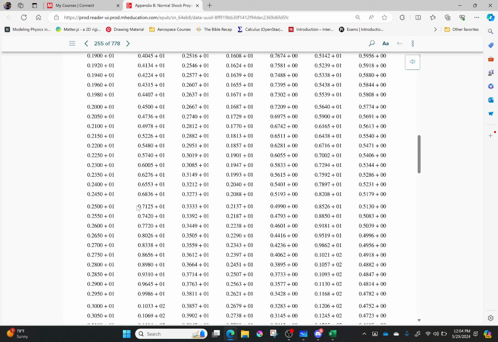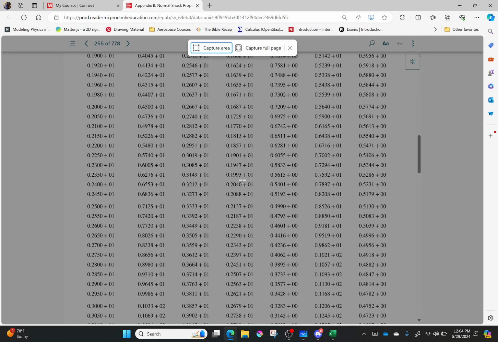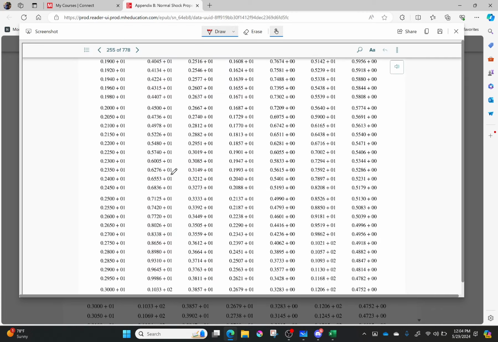Okay, so here I am, 2.5. I'm going to go ahead and screenshot this so you have an easier time of seeing what information I'm pulling out. And let's underline it. So this one right here, that's P2 over P1. Here is T2 over T1. This should be P02 over P01. This is P02 over P1, and this is M2. All of these are helpful, and all of these are needed for this problem.